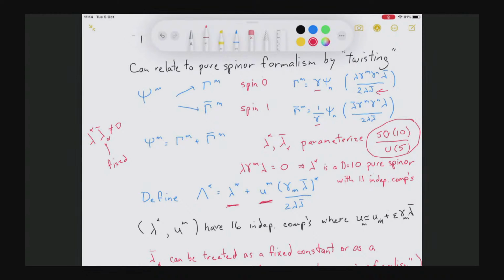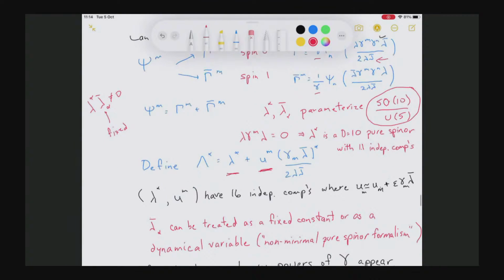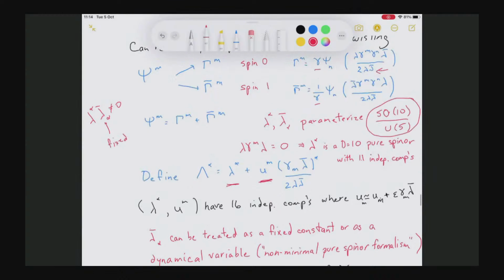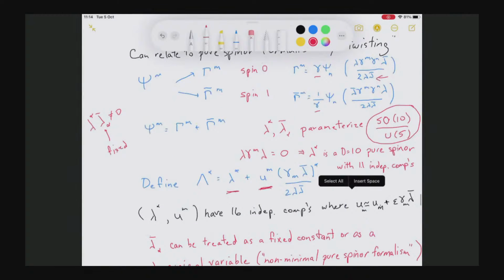Yes, question? So by twisting, sorry. Yes? So by twisting, you just mean that you multiply psi with gamma. Yep. So I'm not doing that.